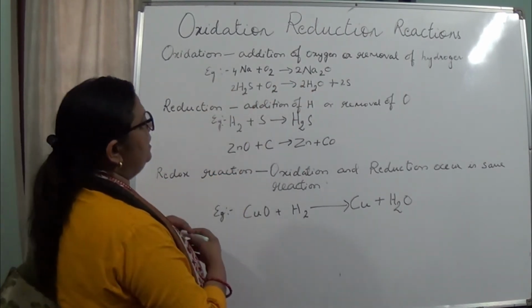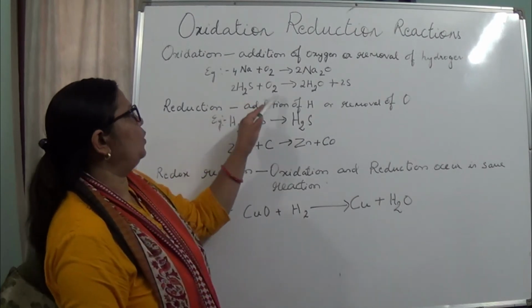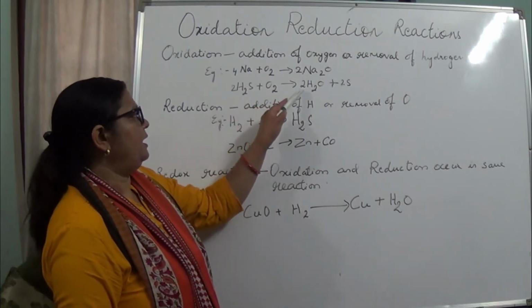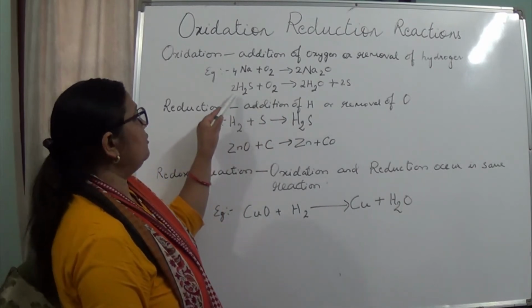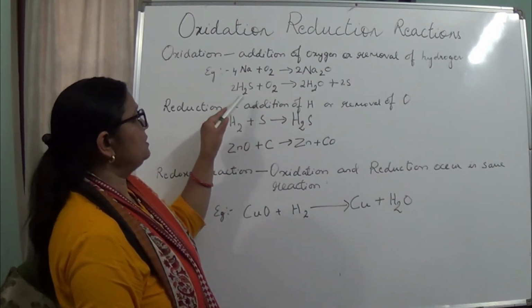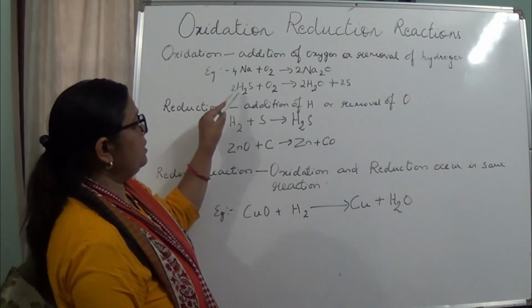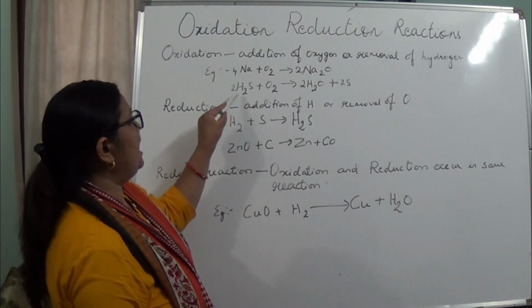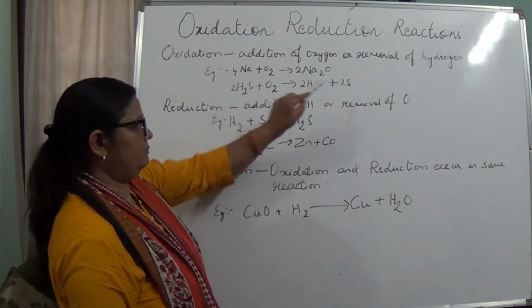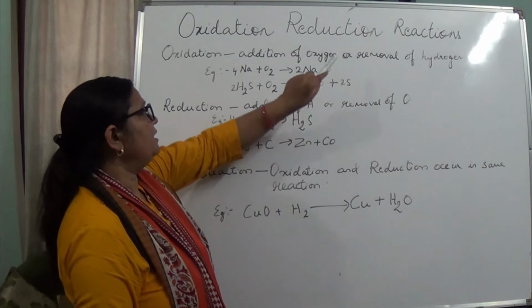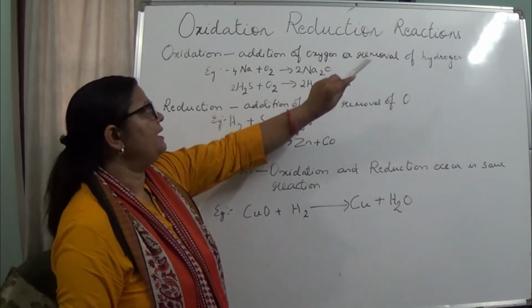Now here, H2S plus O2 gives H2O plus 2S. So what has happened over here? Addition of oxygen has taken place, or you can say that hydrogen has been removed from sulfur. So here removal of hydrogen has taken place, and here addition of oxygen has taken place.